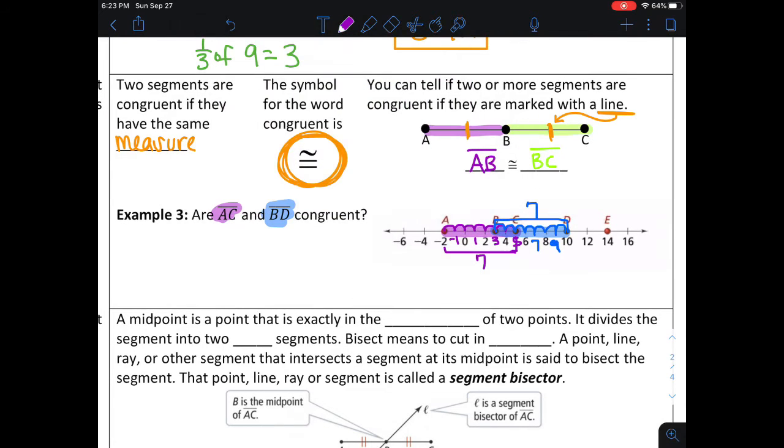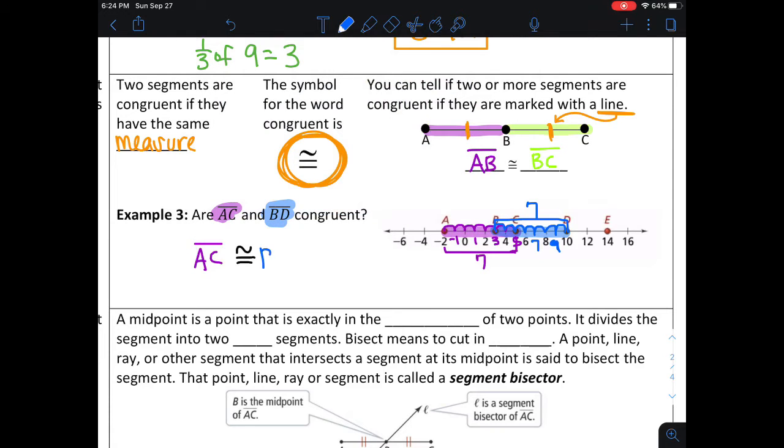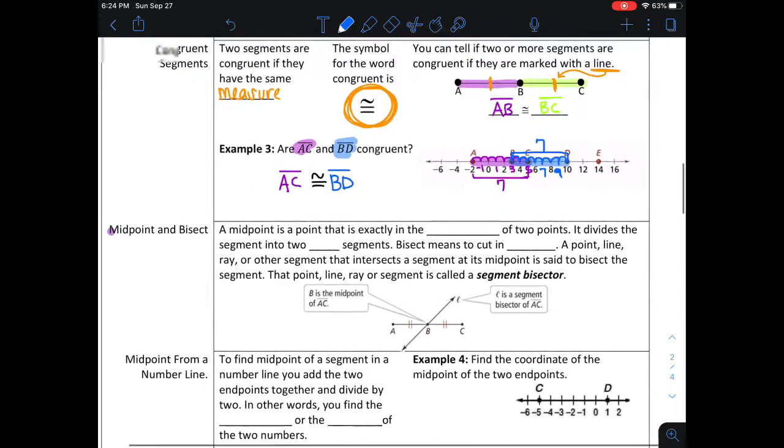So how do you write that down? You simply would write segment AC with that symbol, is congruent to, by using this symbol, BD. Yes, geometry is a language all by itself. You need to learn these symbols. I have them up, and they're always in your notes.